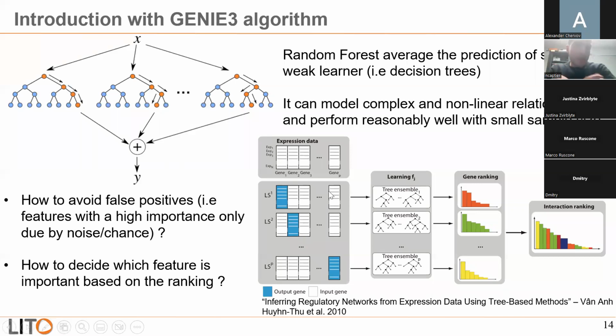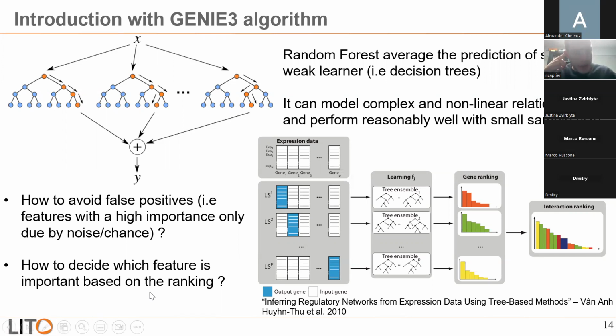So using random forest is quite interesting for the feature selection problem, but the questions raised by such a strategy are how to avoid false positives, meaning that you could select some genes that just by luck are associated with your target gene, but in fact, if you add some noise to the data, you will see that they are not real relationships. So how can you deal with that?